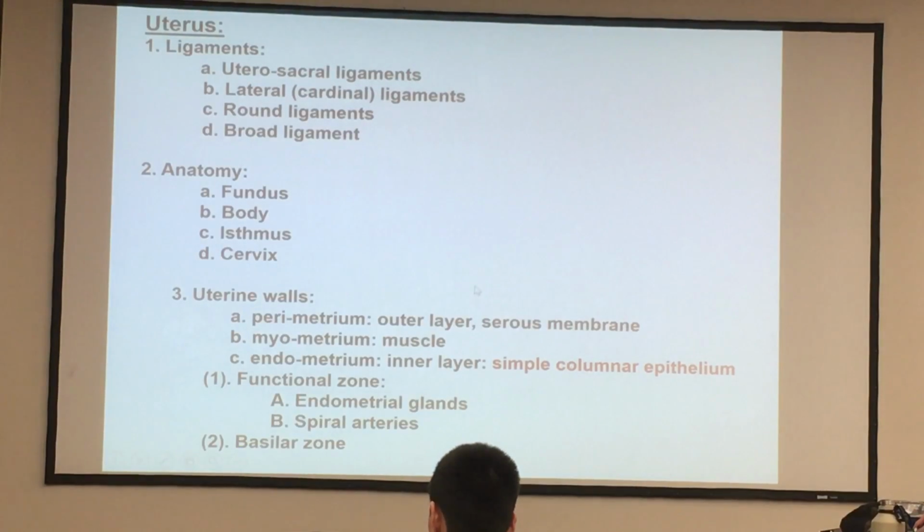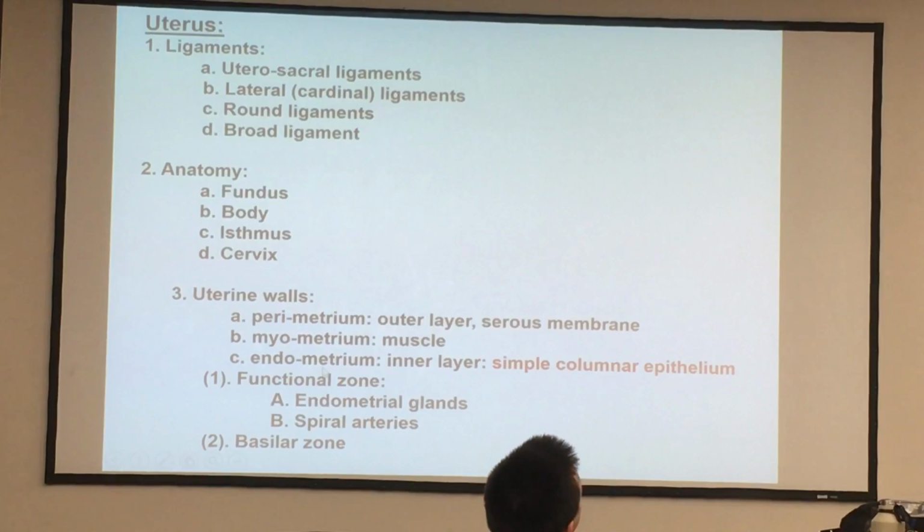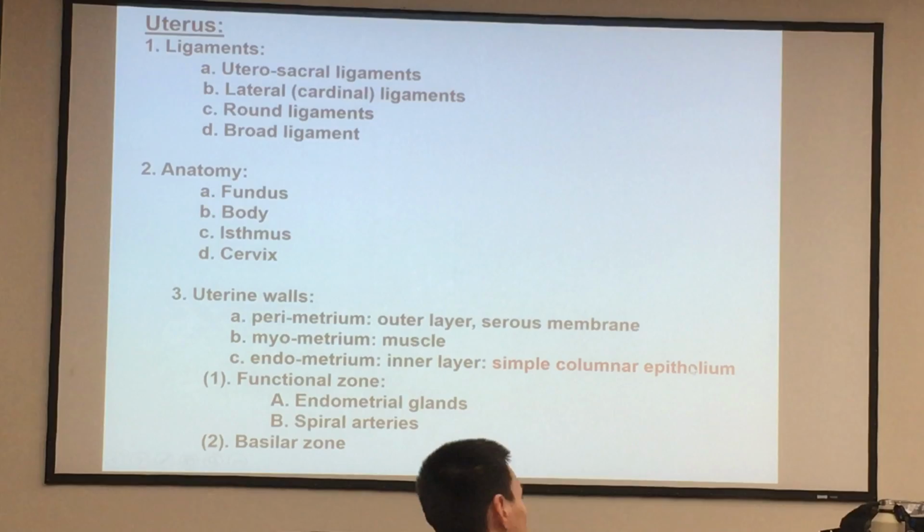We go back to here. The body wall of the uterus is divided into perimetrium, myometrium, and endometrium innermost, and it is simple columnar epithelium, just like the small intestine, without cilia. So in the uterus, they don't have a hair-like structure.